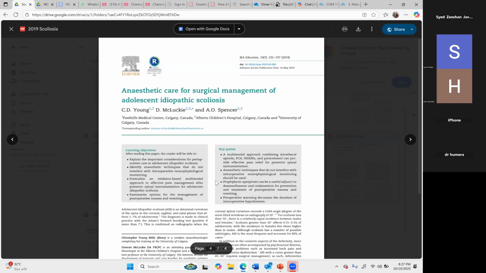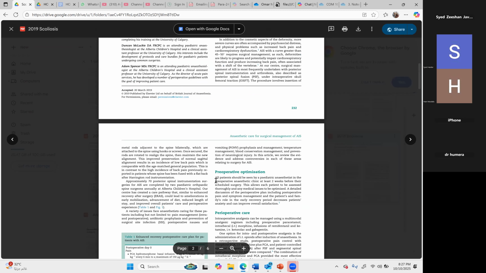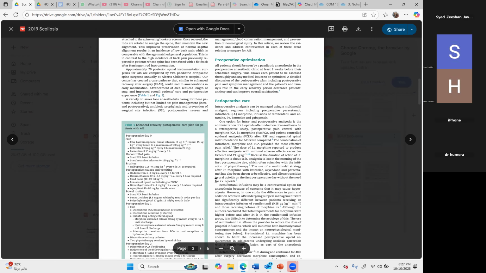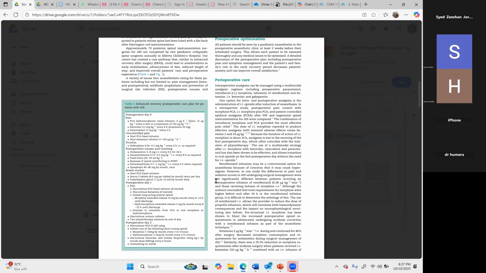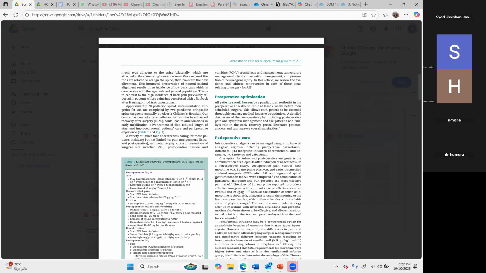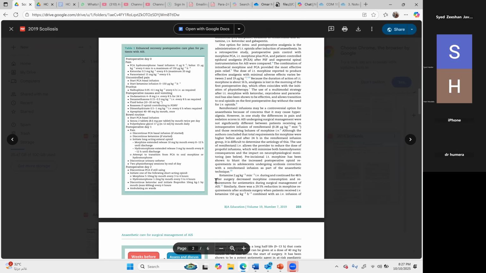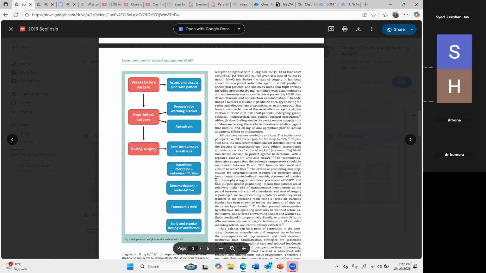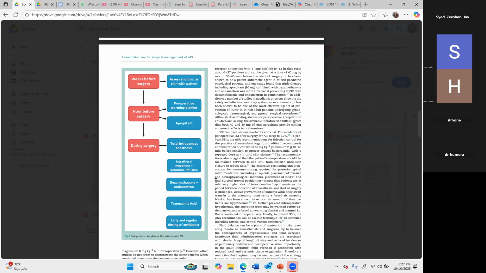Yes, Dr. Hani. Sir, I think in every patient it should be done, but in patients with decreased functional capacity, it should definitely be done. Yes, you are absolutely right.